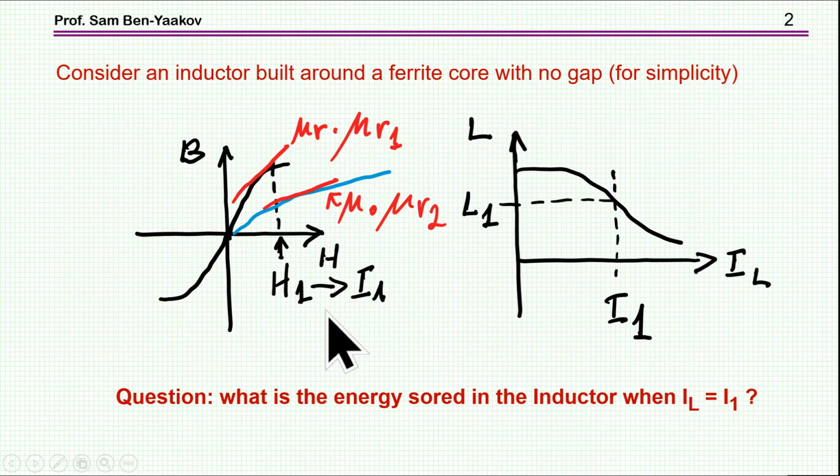So as I move with the current from 0 to say I sub 1, I'm moving with H from 0 to H sub 1, and during that time the permeability is changing, and therefore the inductance, which is a function of the permeability, will start at a given value and then start dropping. This is very, very typical to just about any practical inductor. So the question is now the following. Suppose I reached I sub 1. How can I calculate the energy stored in the inductor, considering the fact that of course the inductance is changing along the change in the current? So this was the question.